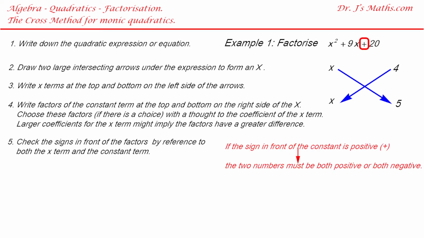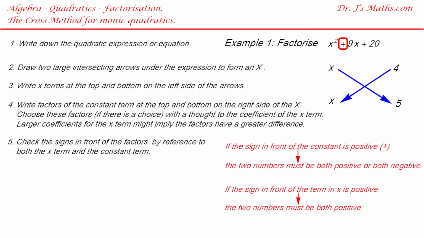So if the sign in front of the constant is positive and we have a plus 20, then the two numbers must be both positive or both negative. If the sign in front of the x term is positive, we have plus 9, then the two numbers must be both positive. So we're going to change our 4 and 5 to plus 4 and plus 5.